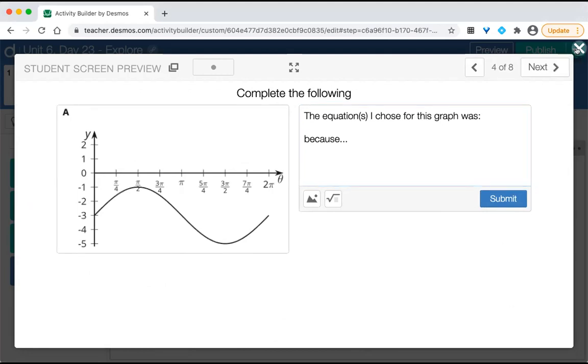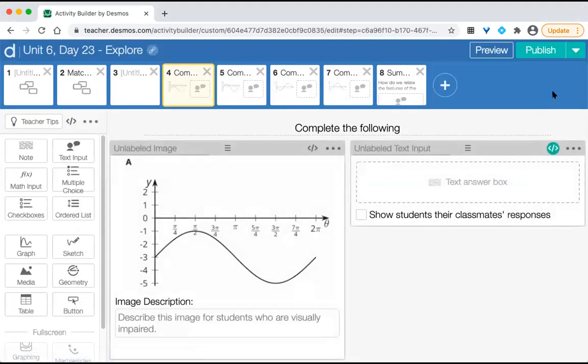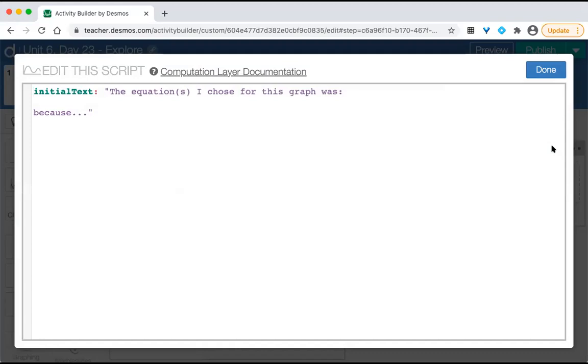But on the teacher side, I just want to show you what that looks like. So this is what the slide looks like. You'll notice the text input is completely blank. In order to see where I put that text in, if you hover over this button, the computation layer, and click on it, you'll see a little bit of code. It says initialText colon, the I is lowercase, the T is uppercase. And then in quotations, that's the text that students see on the slide.